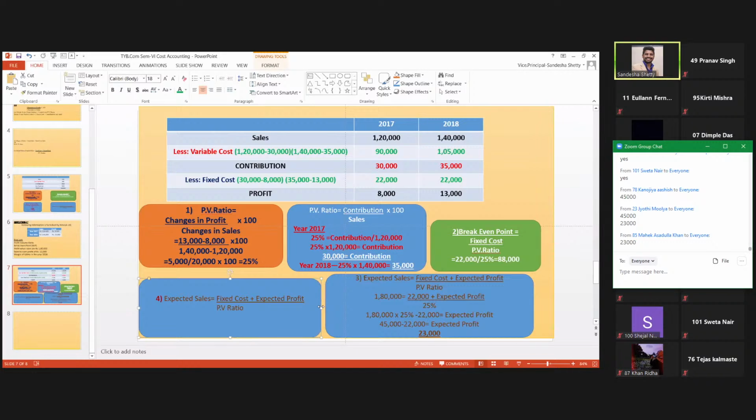In the fourth question, it says sales to earn a profit of 12,000, meaning profit is given. So expected sale is not given; leave it as it is. Fixed cost, you know, will remain the same, that is 22,000. Plus expected profit is given, that is 12,000, divided by PV ratio. PV ratio is 25%. So finally, what is the expected sales? 22,000 plus 12,000 is 34,000, divided by 25%.